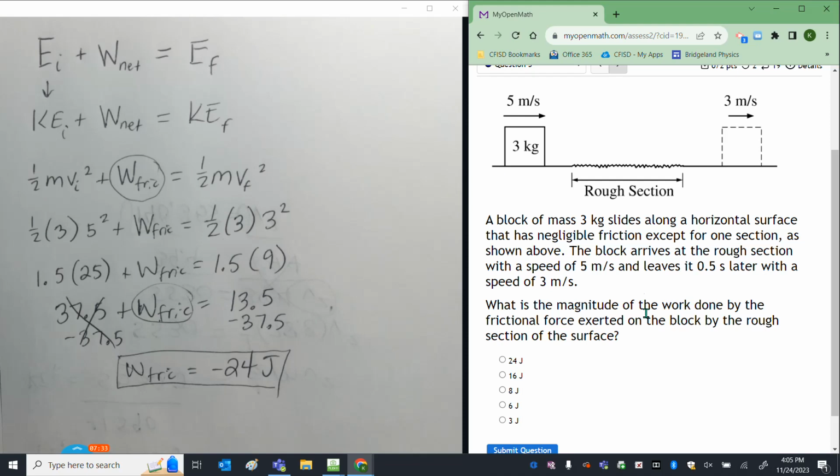The question, however, only wants the magnitude. So you'll notice none of these answers have a negative sign in front of them, and that's okay. But this is the magnitude of the work done by that frictional force is 24 joules.